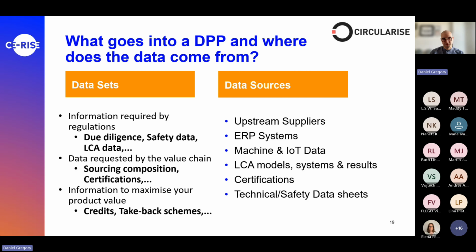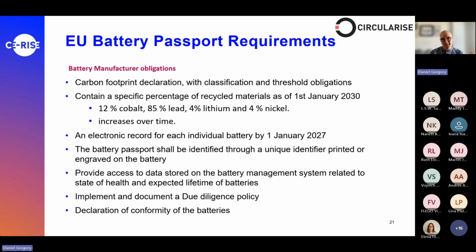I'm going to skip through really quickly here, and then I'll go back because I realized I got the order a little wrong. A good example of this from the EU battery passports is essentially that there are a number of different manufacturer obligations. So something like a carbon footprint declaration with different classifications and thresholds, that's going to come from a life cycle assessment. That life cycle assessment is going to come from some LCA software. You could run that in-house, you could run that from a third party, but that's essentially where that data is going to come from.